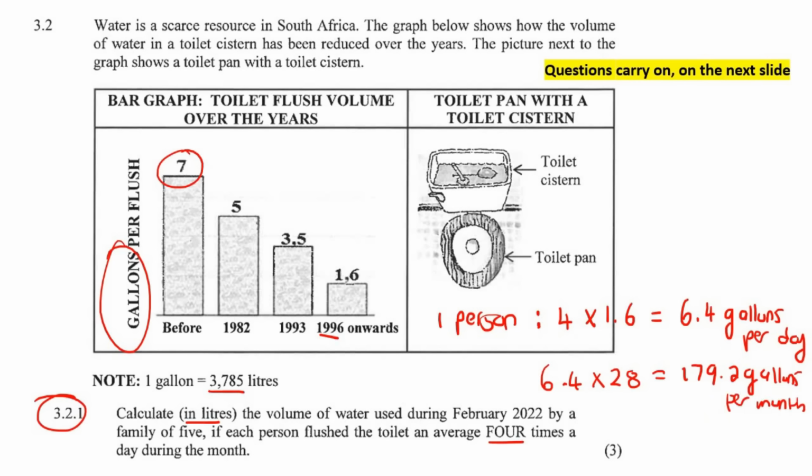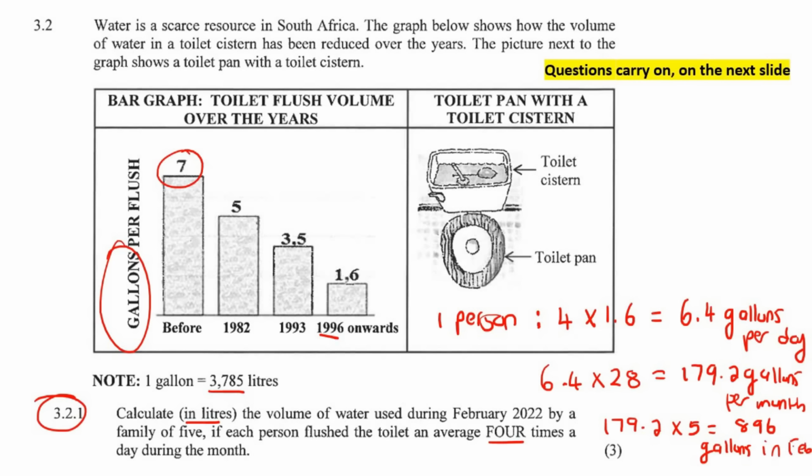That's for one person. Now, how many people are there in this family? There are 5 people. So we're going to take that amount and multiply it by 5, and that's going to give us 896 gallons per month. So that's how many gallons they used in February.